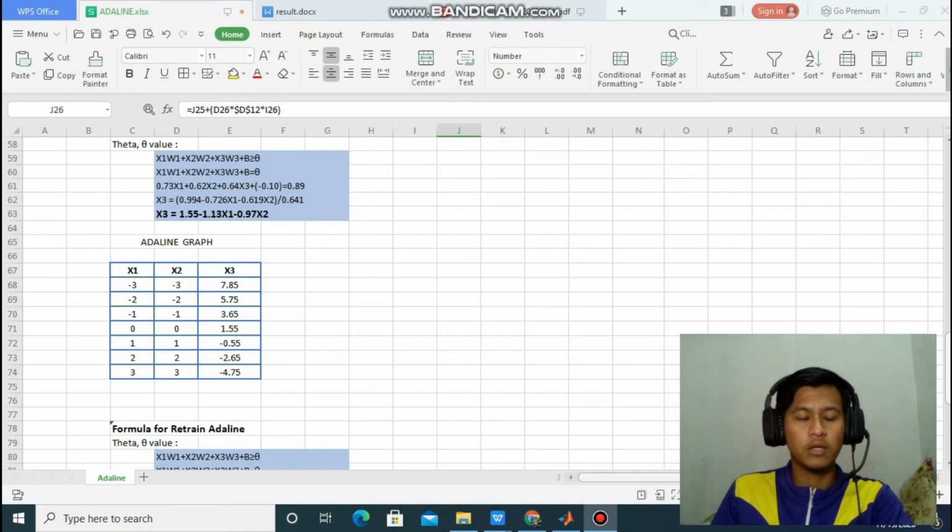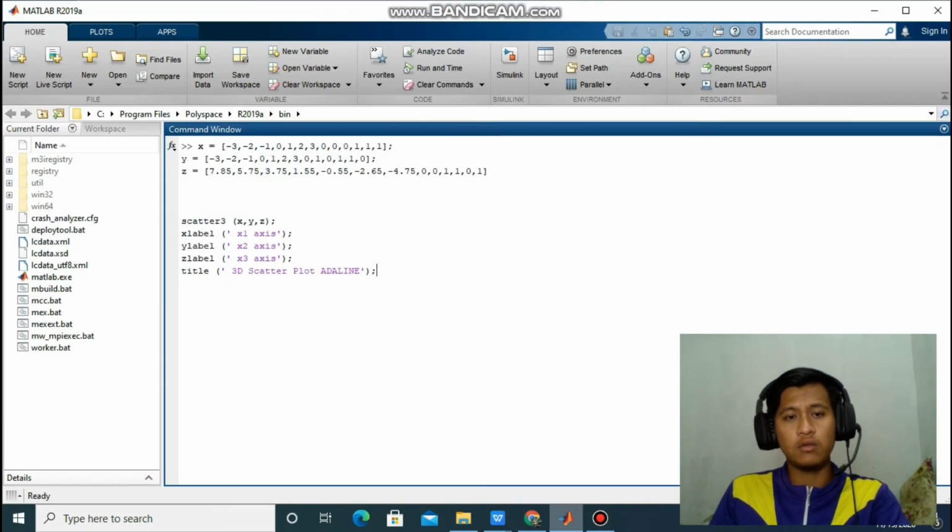For the other line graph, for the formula for S3, we get the constant value for x1 and x2, which is this constant value, and then we only need to find S3. For the graph, I have plotted it in MATLAB.